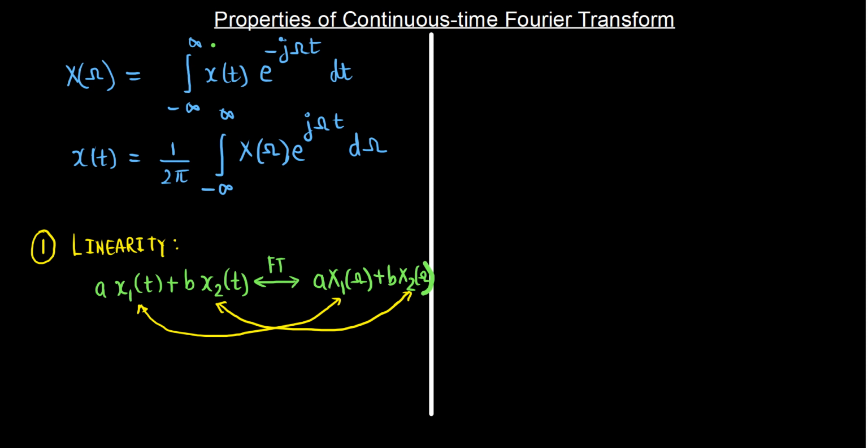What I mean to say here is that if we have x1 of t whose Fourier transform is X1 of omega, if we have x2 of t as another signal whose Fourier transform is X2 of omega, then a linear combination of x1 of t and x2 of t with the scalars being a and b, the Fourier transform is going to be the linear combination of the individual Fourier transforms with the same constants a and b. This property can be easily proved from the definition of Fourier transform here. Instead of x of t, we need to simply replace this x of t by a times x1 of t plus b times x2 of t, and we can see that this equation turns out to be a linear combination of individual Fourier transforms.